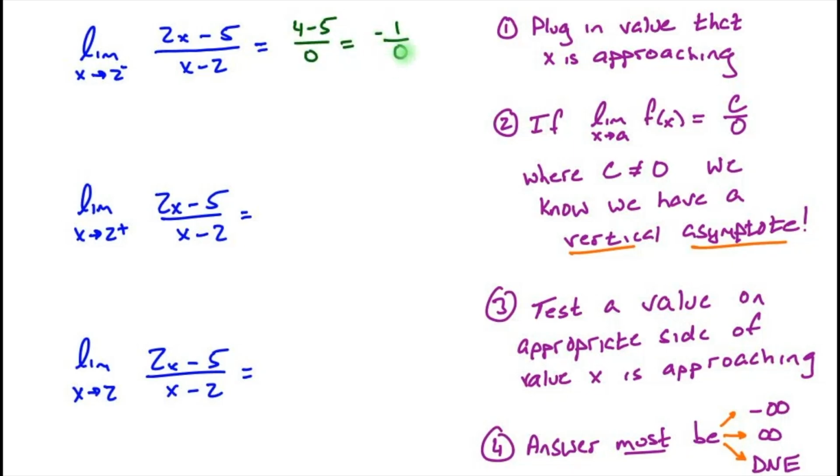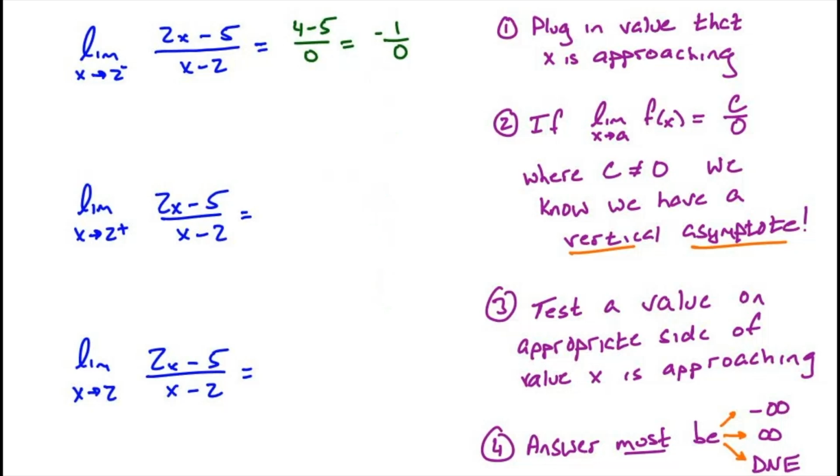Now this is important to note. This is definitely undefined. Dividing by 0 is no good. So anytime we evaluate a limit and we get some value over 0, where the numerator isn't 0, the 0 over 0 case is special, we know we have a vertical asymptote, which means our limit can really only go two ways. It could go down that vertical asymptote, or it could go up that vertical asymptote. And that's what our job is to check.